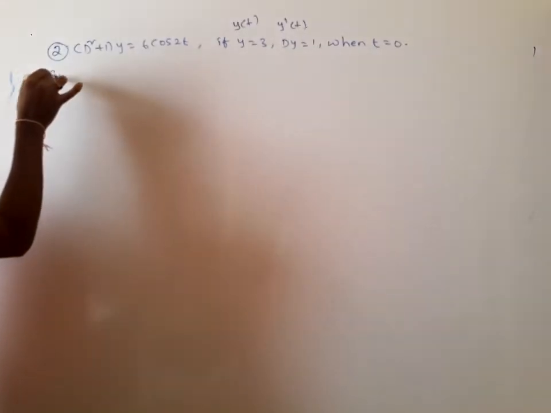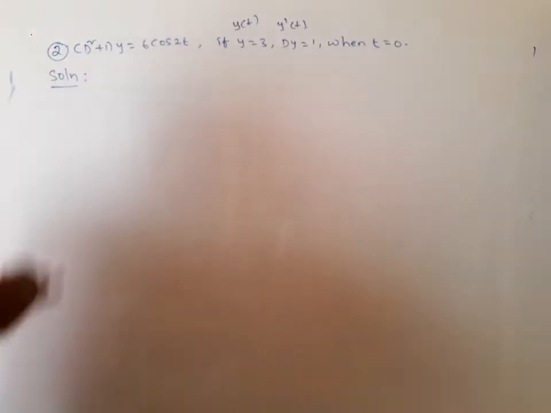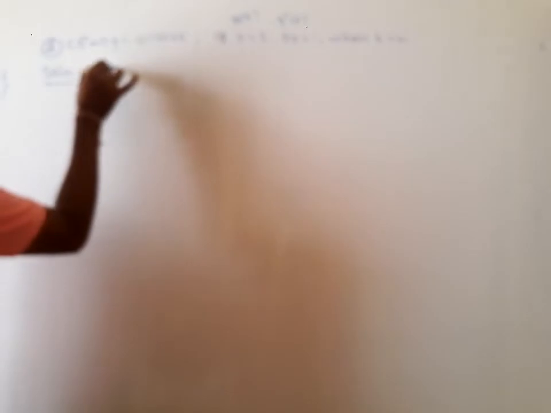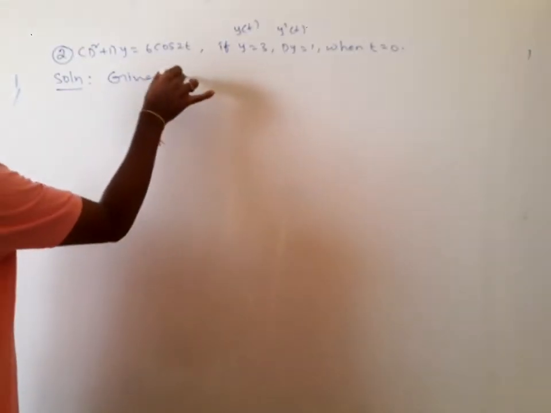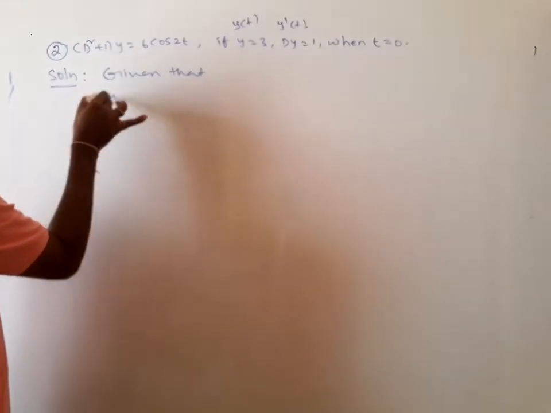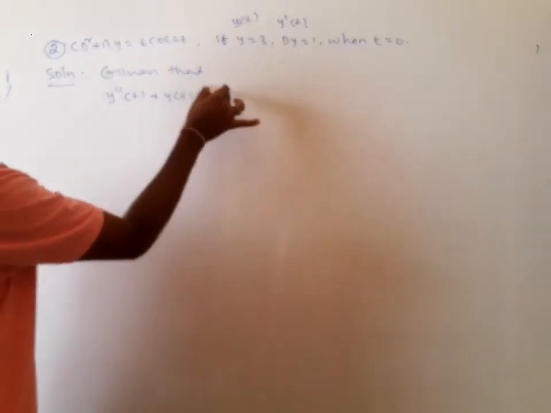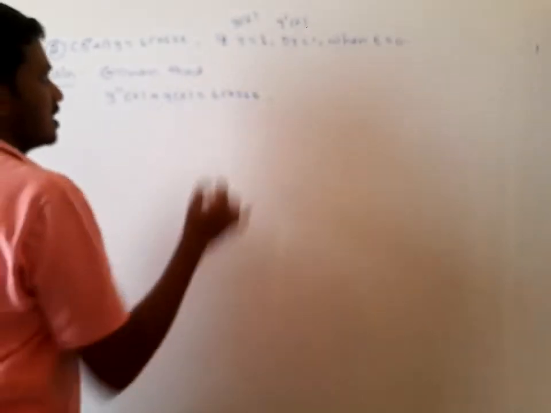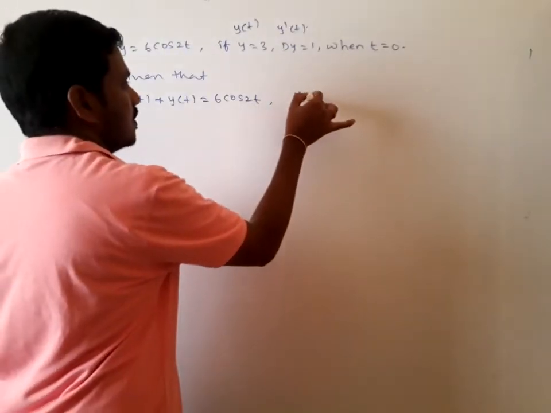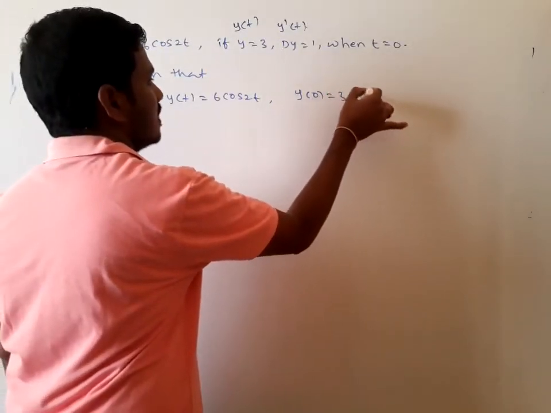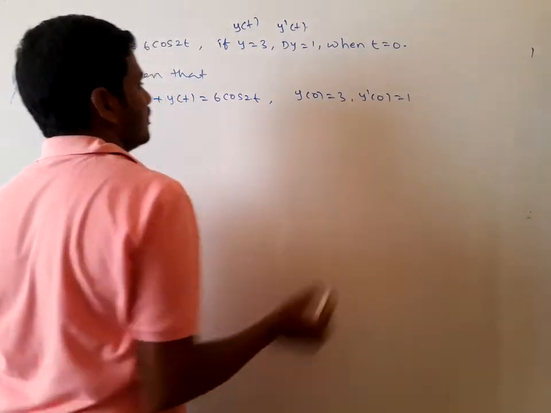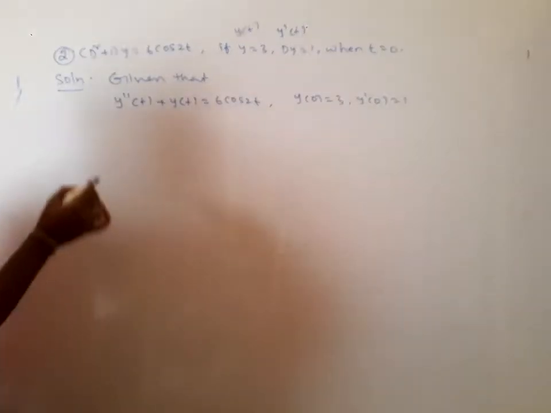Now coming to the solution. Given the differential equation, it is better to write in terms of t. y double dash of t plus y of t is equals to 6 cos 2t, with the initial conditions y of 0 is equals to 3, y dash of 0 is equals to 1. So taking the Laplace transform on both sides.